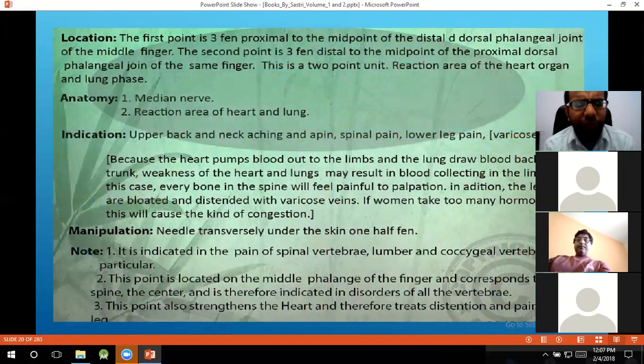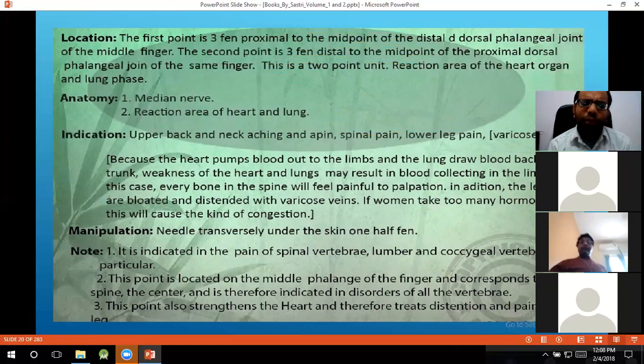This point 11.11 is associated with what? Medial nerve. And the reaction area is heart and nerve. So whenever there is such a pain, you should see that the pain is in the upper back and neck, aching, spinal pain, lower leg pain and varicose pain. All this it helps. I don't know much about varicose veins, whether it helps or not, but in these other problems it really helps because of heart and nerve.